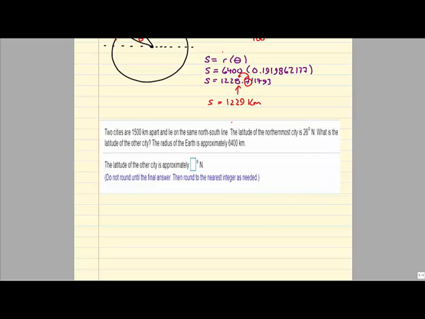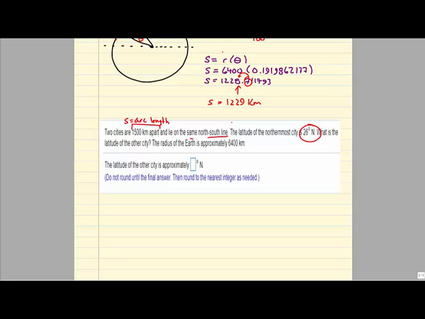Okay, so I'll show you what the difference is. For this one, it says there are 2 cities that are 1,500 kilometers apart. Well, that's already different, because that's what we found on our previous problem. We found the arc length. They are giving us the arc length. So this is the arc length, and of course, S is equal to the arc length. And they tell us the latitude of the northernmost city. They say that they're on the same north-south line, and that's all that matters right here. It says, what is the latitude of the other city?